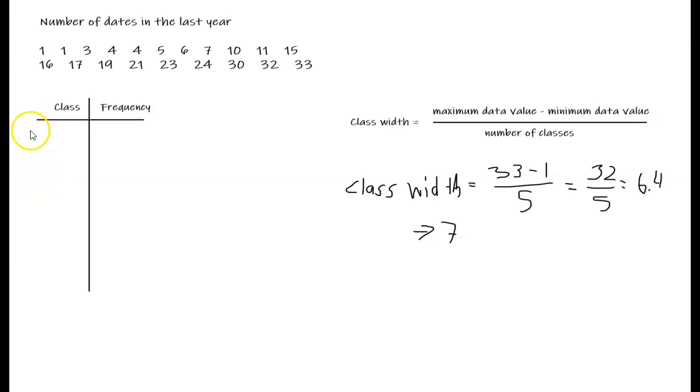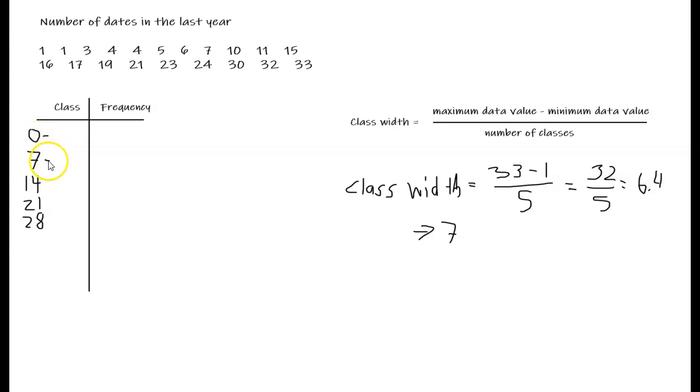All right, so if I start here at 0, and I'm just going to keep adding 7. So 0 plus 7 is 7. I'm going to do this till I have 5 rows. 7 plus 7 is 14. 14 plus 7 is 21. And 21 plus 7 is 28. So that's my 5 rows, and these are all my lower class limits.